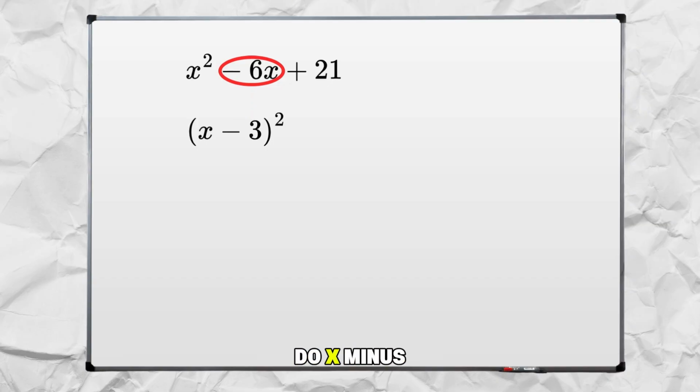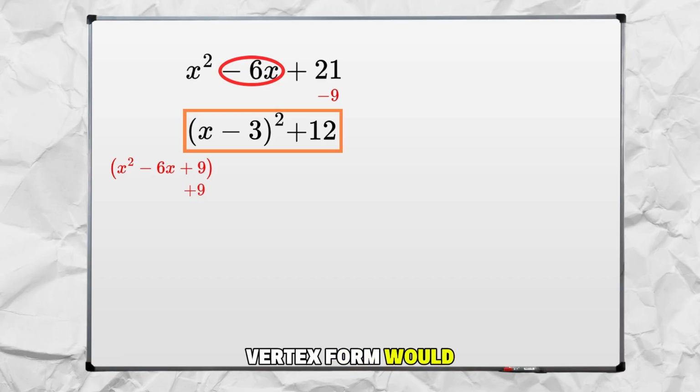Now really, if I were to do x minus 3 and square that, I would get x squared minus 6x plus 9. That's what this really equals, which means that I've added a 9 somewhere in here, but it's just invisible. So I've added an invisible 9 that you just don't see, which means that I have to subtract 9 from the same side. In this case, I would do 21 minus 9. So that would give me plus 12. And my vertex form would now be complete.